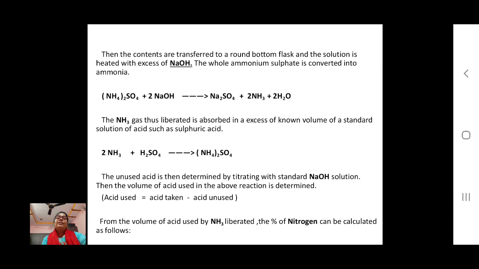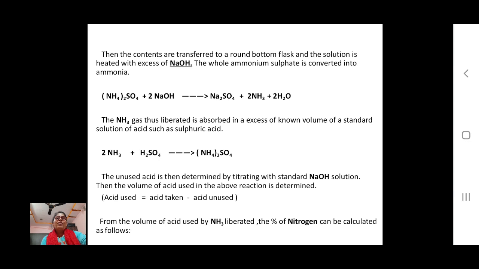So what happened? This ammonia, when treated with excess standard sulfuric acid, will be converted into ammonium sulfate. But we have taken acid in excess, means some quantity of sulfuric acid must remain unreacted. So the unused acid is then determined. How? By titrating. How much acid is left unreacted is determined by titrating with, again, standard sodium hydroxide solution.